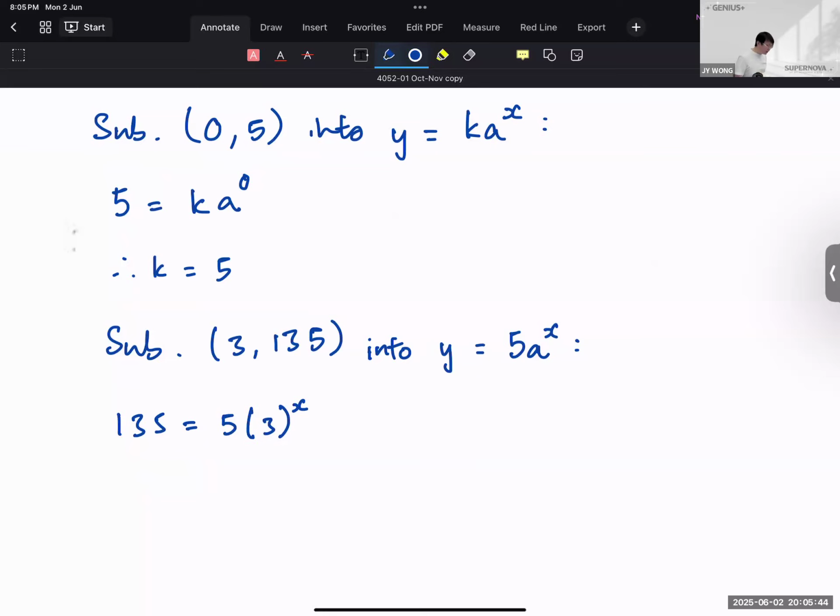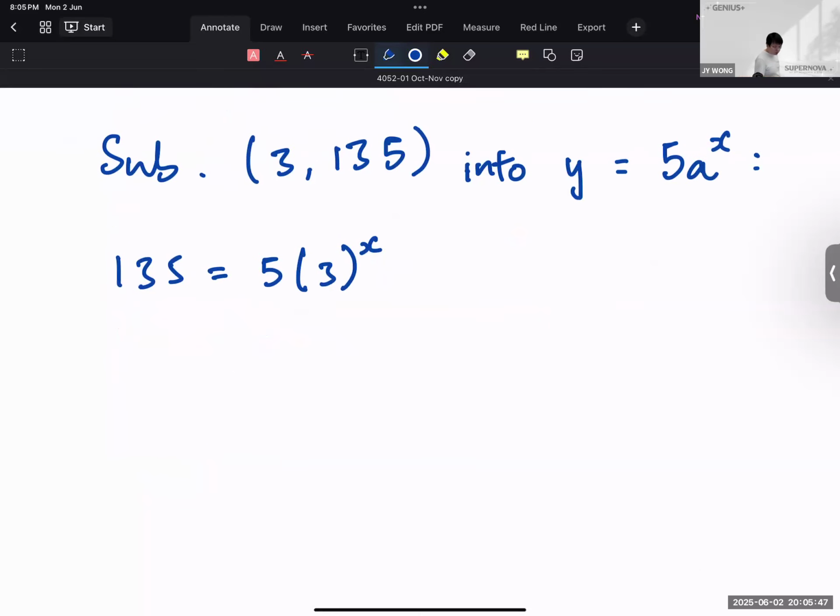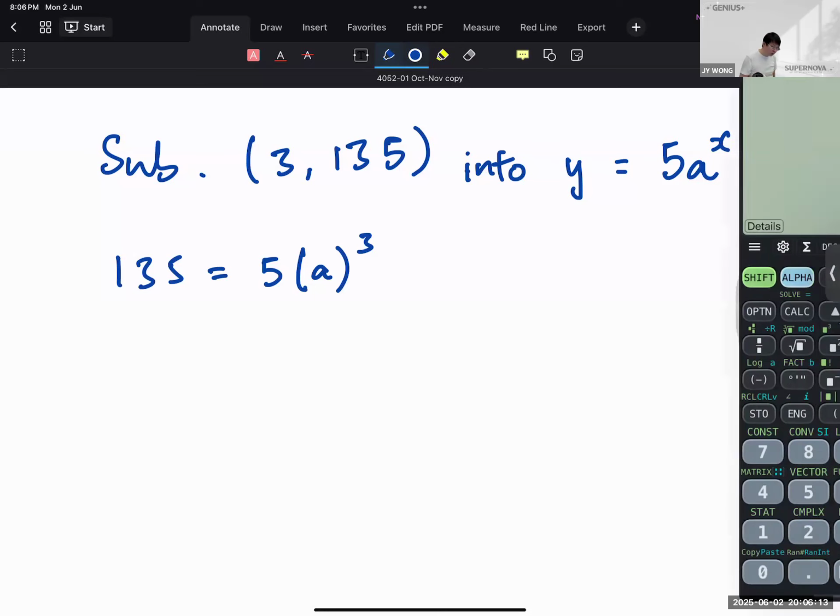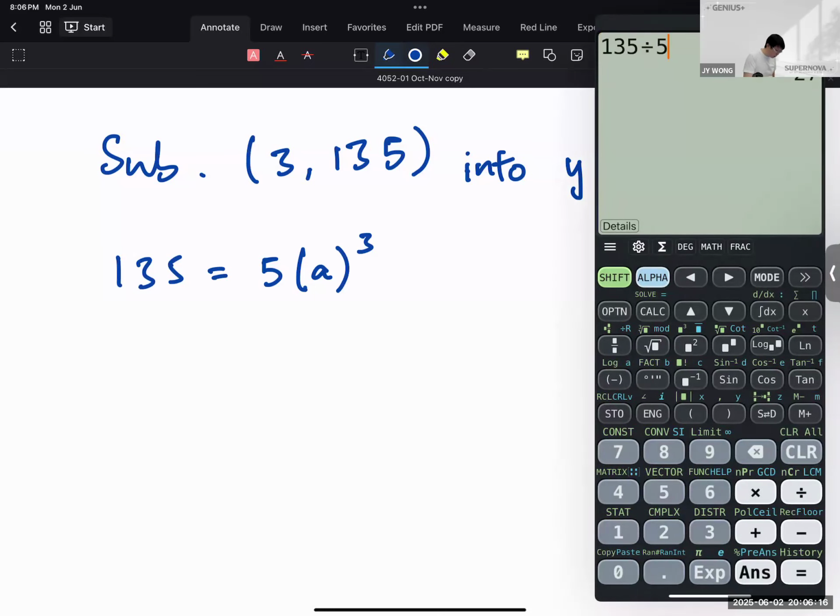Make sure you know how to manipulate this kind of expression. You do not go and multiply the 5 into the A, which is a very common mistake. Oh, sorry, my bad. Do not multiply the 5 into the A. What are you supposed to do? You just divide by 5. That is what you're supposed to do to get rid of the 5. So you divide by 5 on both sides, you will get 27 equals A to the power of 3, and therefore A is equal to 3. You should know cube root of 27 is 3.